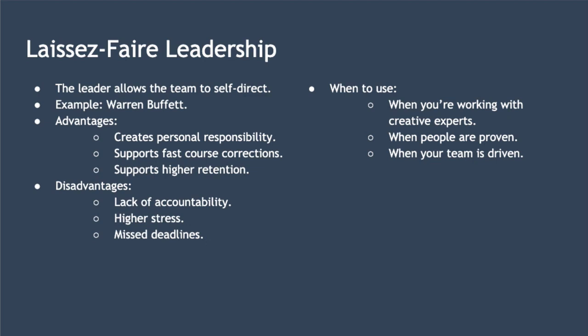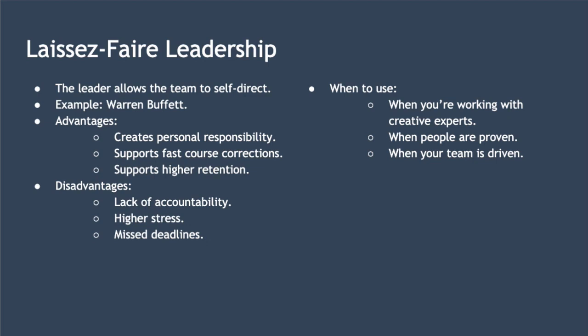Now, advantages of this style are that it creates personal responsibility. Laissez-faire leadership styles challenge subordinates to take responsibility for their work and the outcomes of that work. It supports fast course corrections, so motivated people working autonomously are typically able to overcome roadblocks and adjust course far more quickly than when they need to seek approval. And it supports higher retention. So when successful, it can result in higher retention of subordinates, as motivated people thrive in this kind of environment.